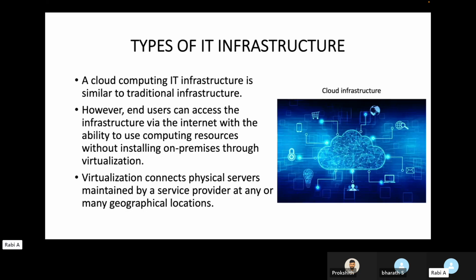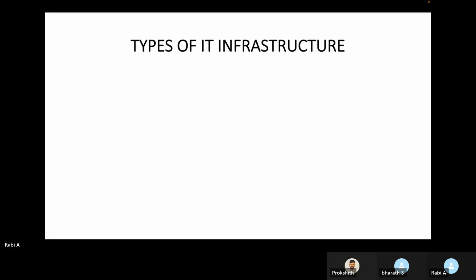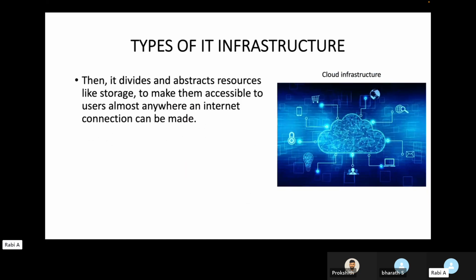So at the end of the day, these are also physical data centers. However, they will be maintained by the service provider, like let's say AWS, GCP, Azure. They will be maintaining it, and we, being the end users, can start using that infrastructure over the internet. It then divides and abstracts resources like storage to make them accessible to users almost anywhere once an internet connection can be made. As long as you're connected to the internet, you can access the resources from anywhere you want.